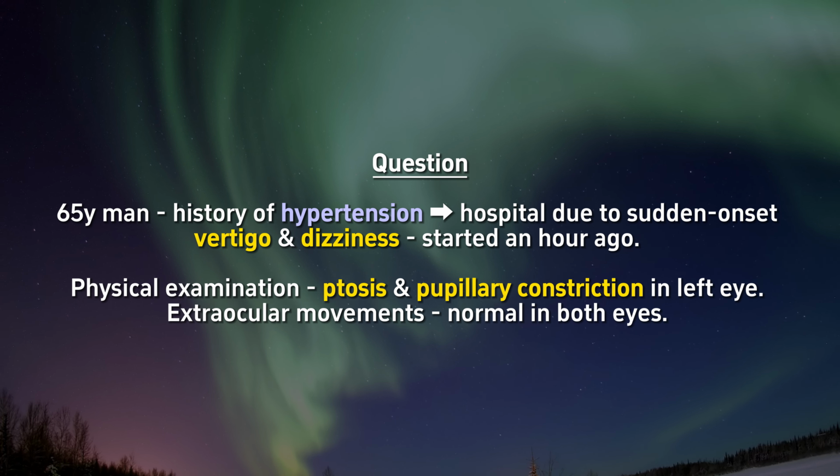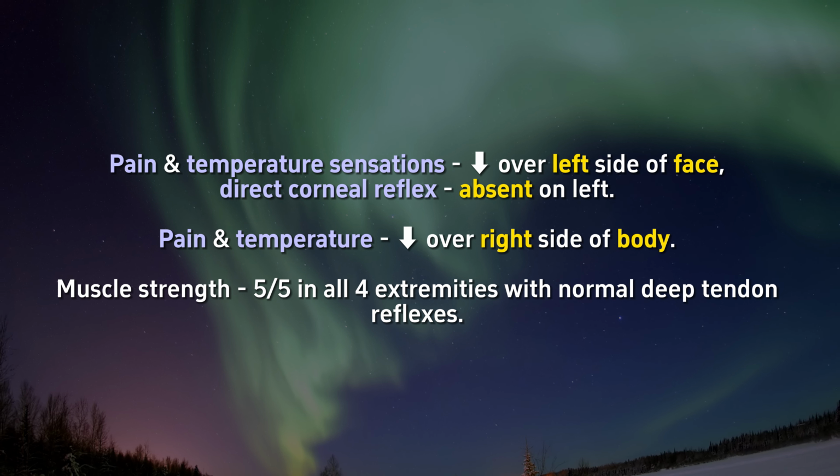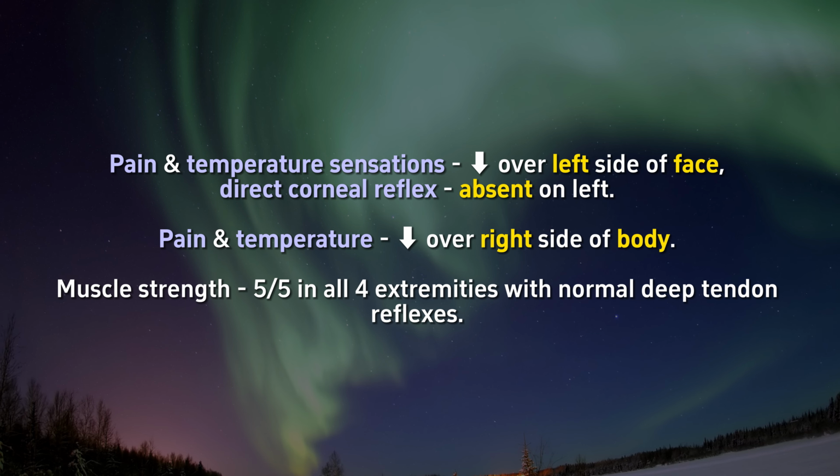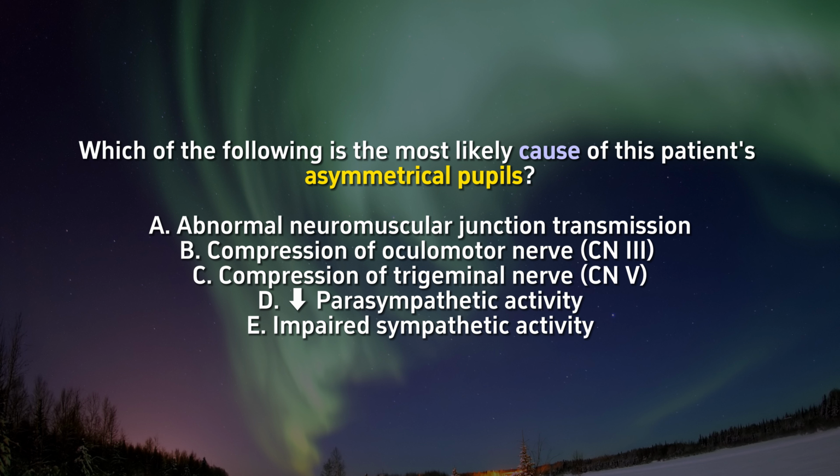Pain and temperature sensations are decreased over the left side of the face, and the direct corneal reflex is absent on the left. Pain and temperature are also decreased over the right side of the body. Muscle strength is 5 in all 4 extremities, with normal deep tendon reflexes. Which of the following is the most likely cause of this patient's asymmetrical pupils?